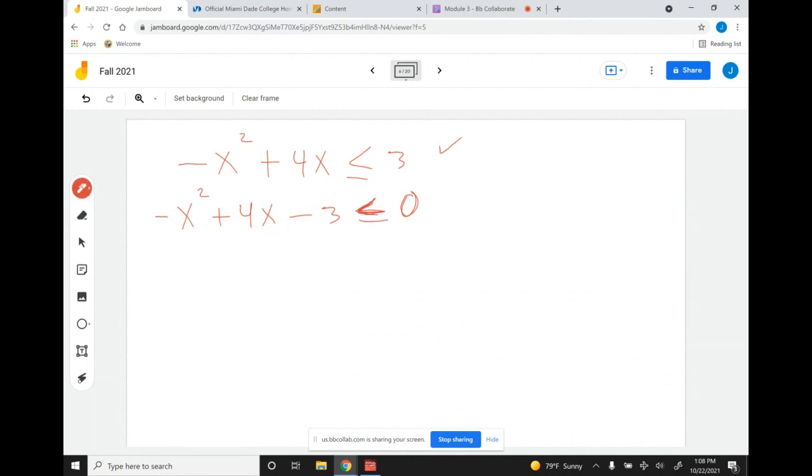Okay. Another thing that I need to do, notice that the leading coefficient is negative. Factoring that would be a little bit more complicated. So it's best to have that leading coefficient to be positive. So I'm going to multiply everything by negative 1. And when I do that, this inequality sign flips to the other way. Don't forget to do that. Be on the lookout for something like that. So now this is a lot easier to factor.